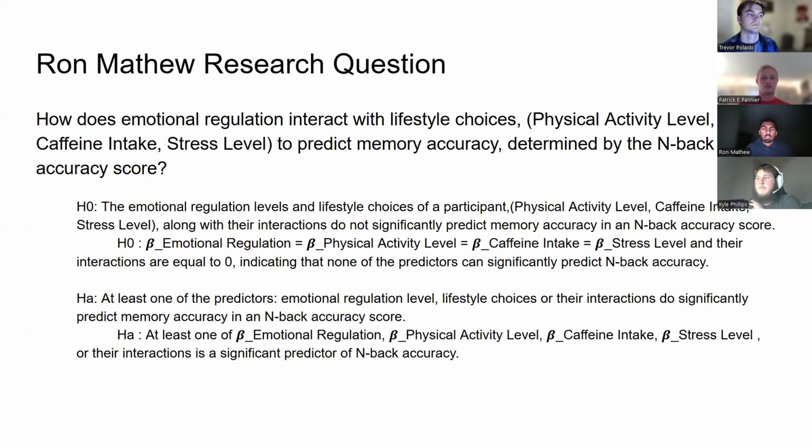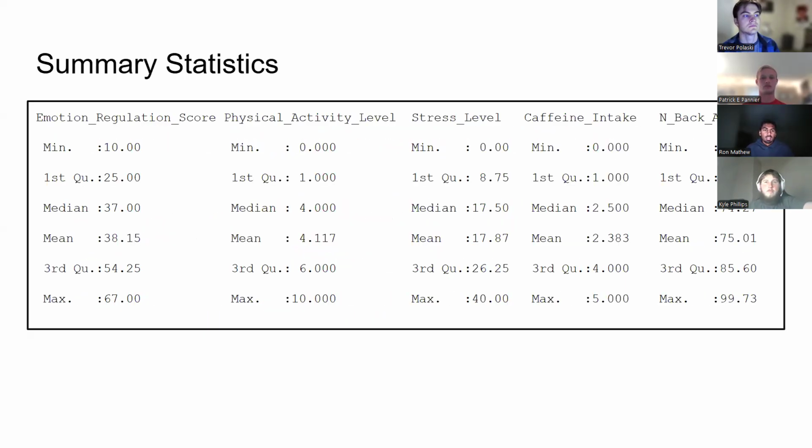So for the next research question, I wanted to analyze how emotional regulation interacts with lifestyle choices such as physical activity level, caffeine intake, and stress level, and how they are able to predict memory accuracy through the NBAC accuracy score. Here are the summary statistics for all the variables. Specifically for NBAC accuracy, the scores range from 50 to 99, where a higher accuracy score is a worse score.